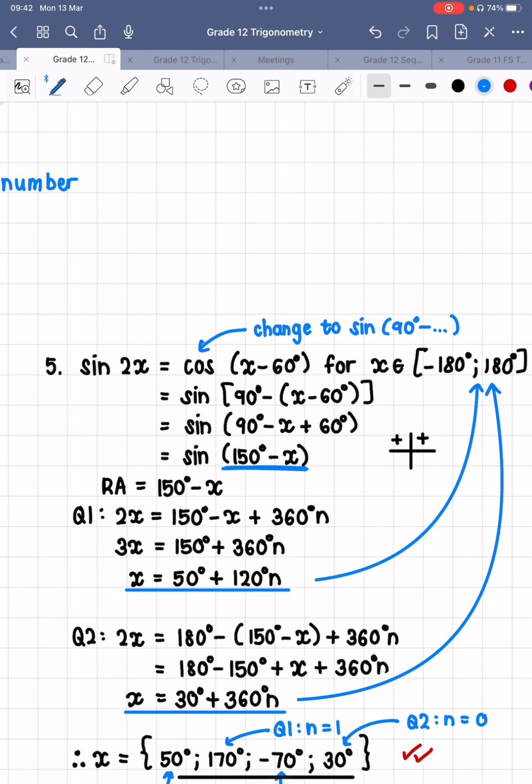With trig equations, guys, never expand a compound angle. Okay, never, ever. So for trig equations, never expand a compound angle.